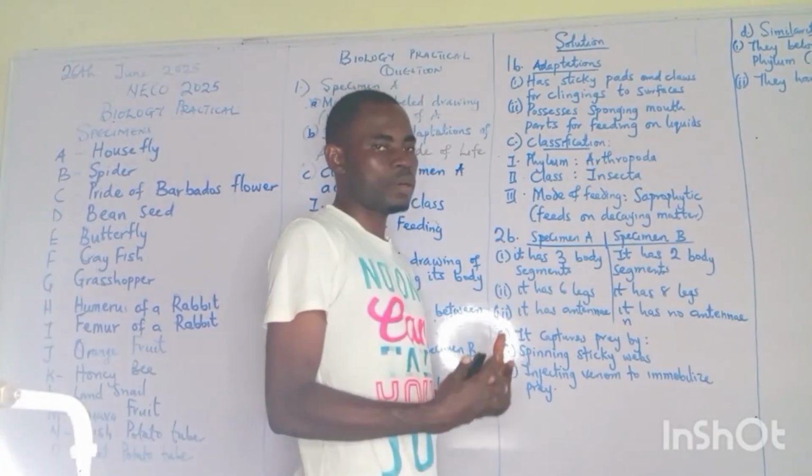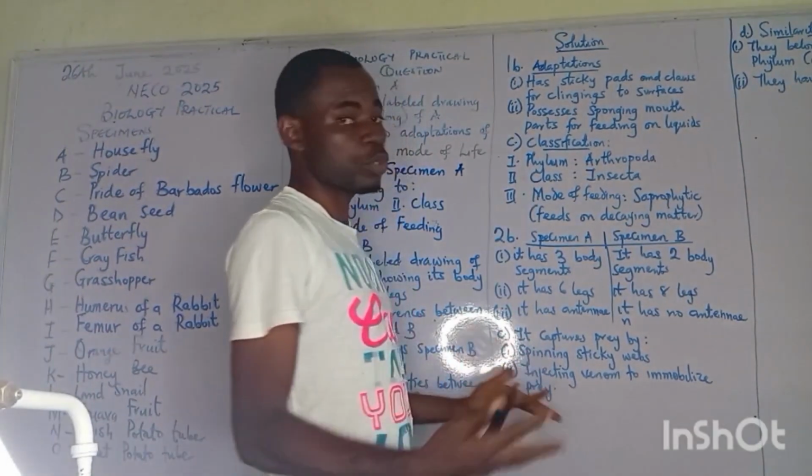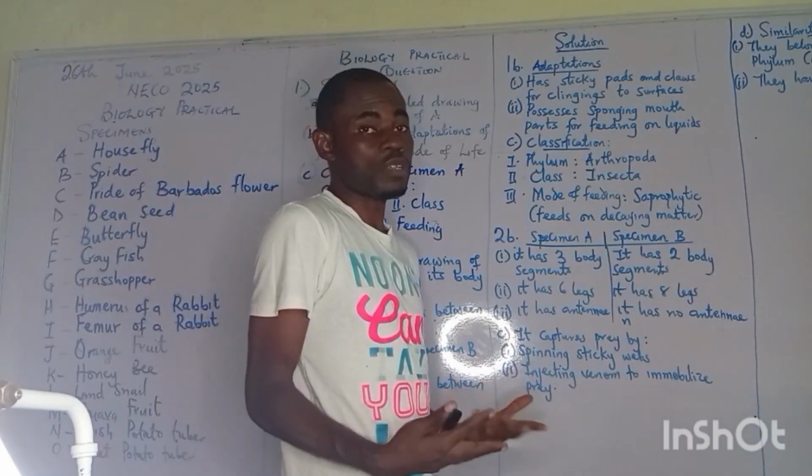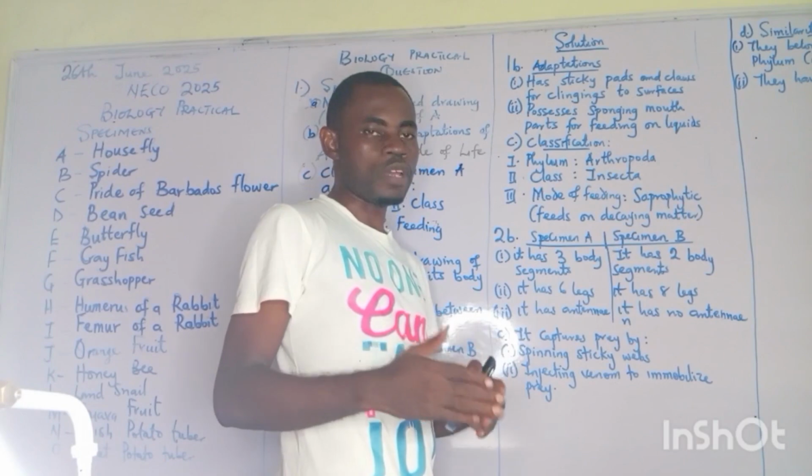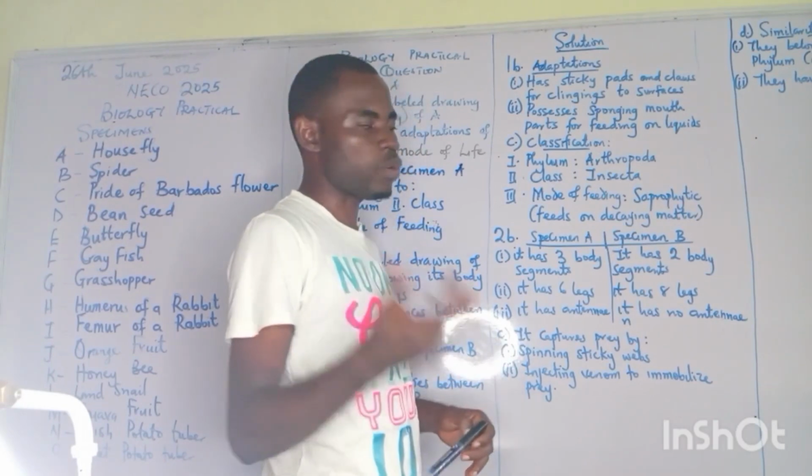And there are other features you can mention about its mode of life. You can even talk about the presence of wings, because if we want to kill the housefly, it will fly away or go on its way due to the presence of the wings.